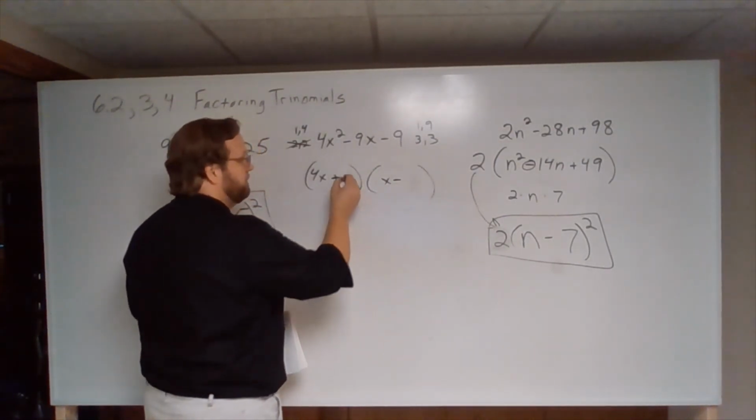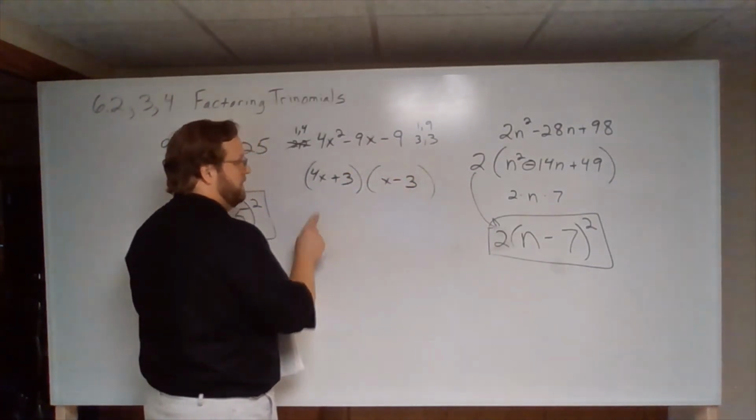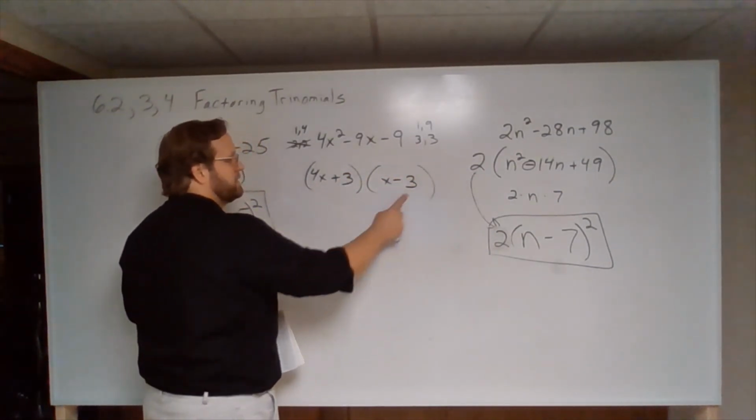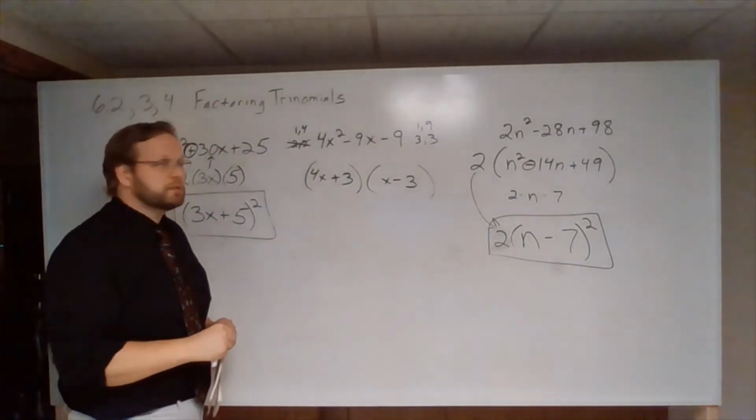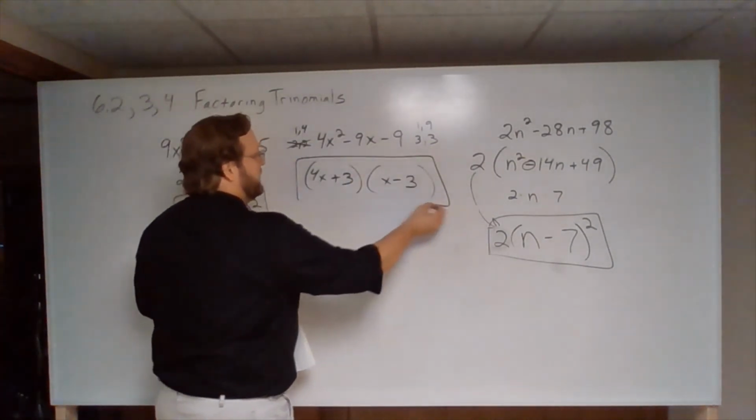Let's try 3 and 3. That's a negative 12x plus 3x. Bingo. There's my negative 9x. And there's my factored form.